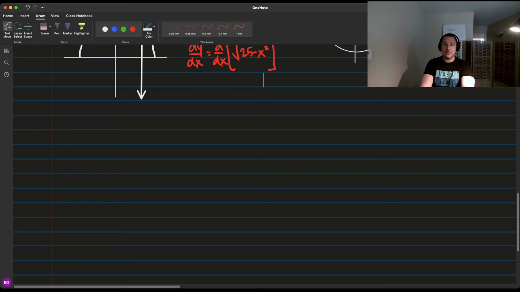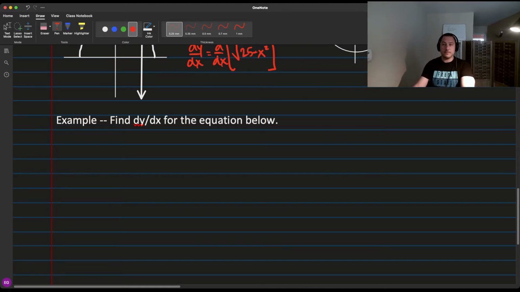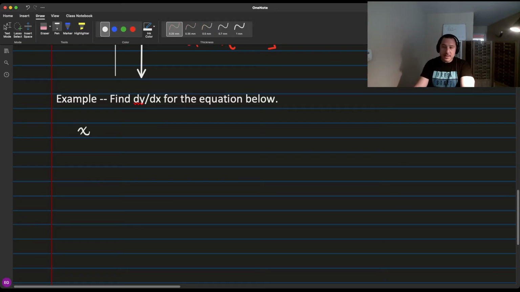So let's do an example. We're going to find dy dx for the equation below. Let's say the equation is x squared plus y squared equals 25. That's the circle that we just talked about. Okay, so this is what you do. You take your whole equation and you take the derivative with respect to x on both sides.